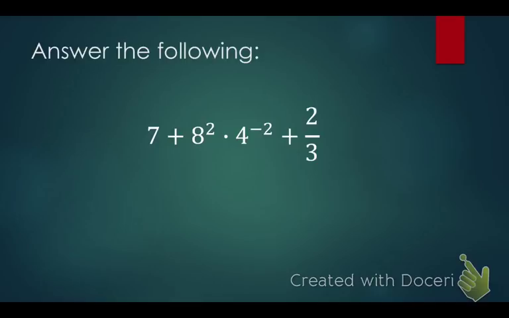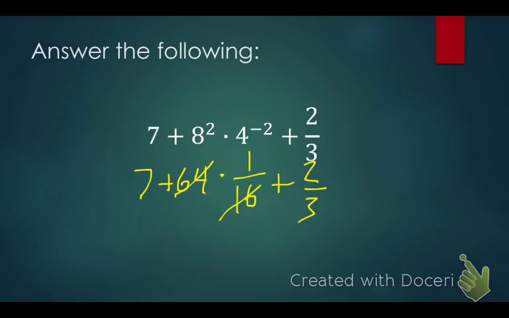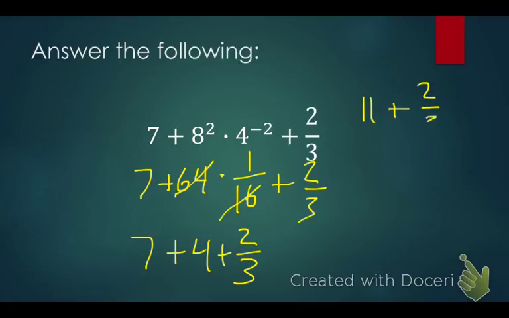All right, welcome back. You should have said 7 plus 64 times 1 over 16 plus 2/3. All right, well, 64 divided by 16 is 4, so 7 plus 4 plus 2/3. 7 plus 4 is 11, plus 2/3 is 11 and 2/3.